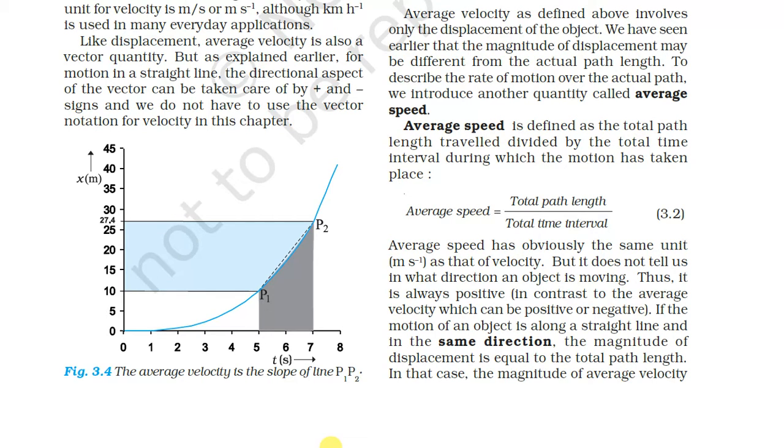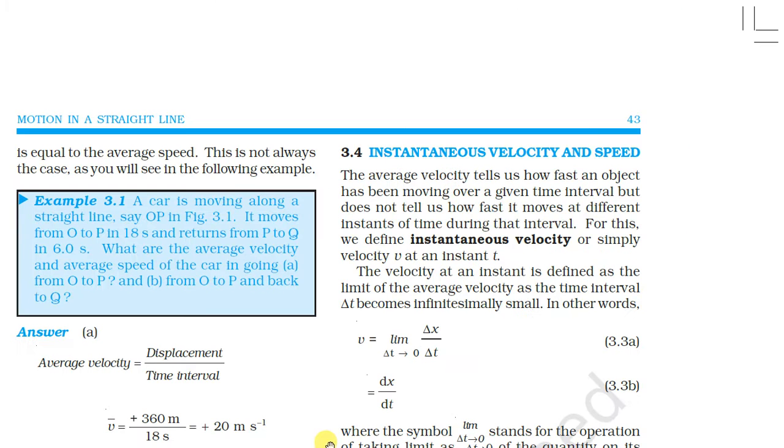If the motion of an object is along a straight line and in the same direction, the magnitude of displacement is equal to the total path length. In that case, the magnitude of average velocity is equal to the average speed. This is not always the case, as you will see in the following example.